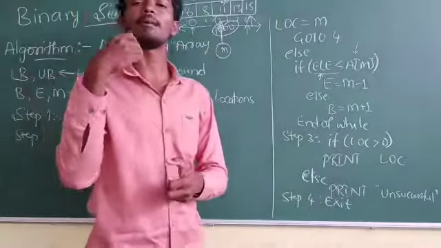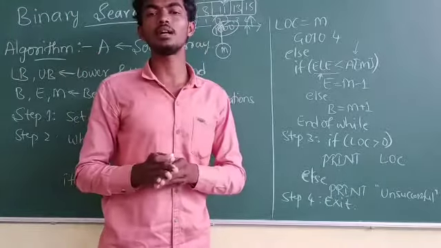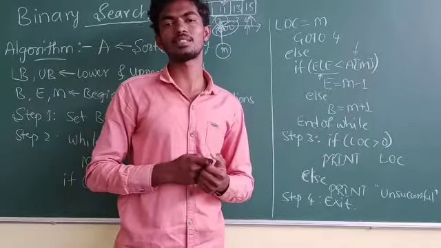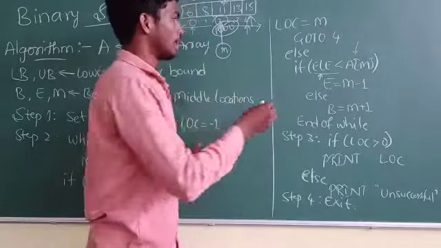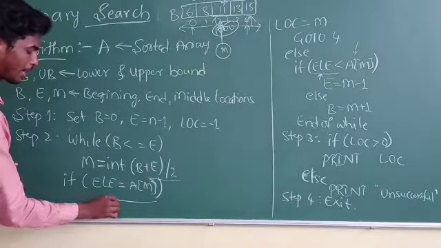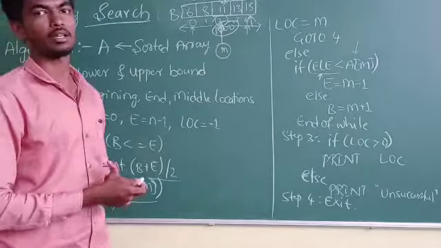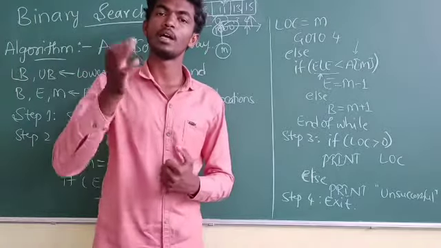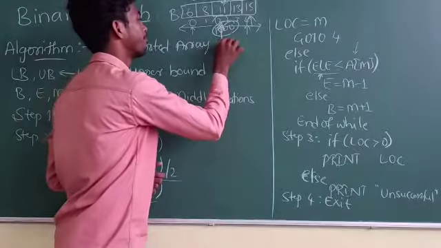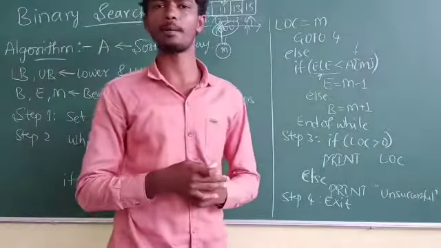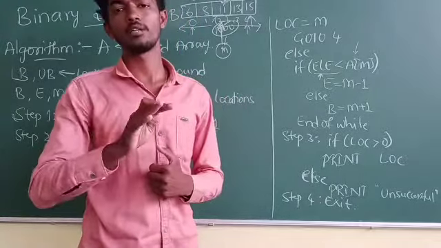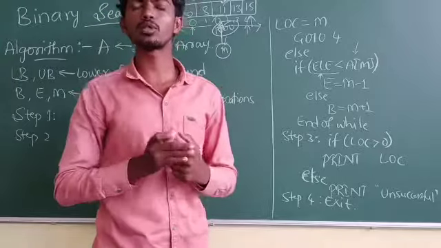The middle element is compared with the searching element, whether the middle element is equal to the searching element or not. Element is equal to A of m. A of m is nothing but the middle element. If it is true, it will give you the location as m, the searching element's location as m. Otherwise, if it is not equal, it will move to the second step.